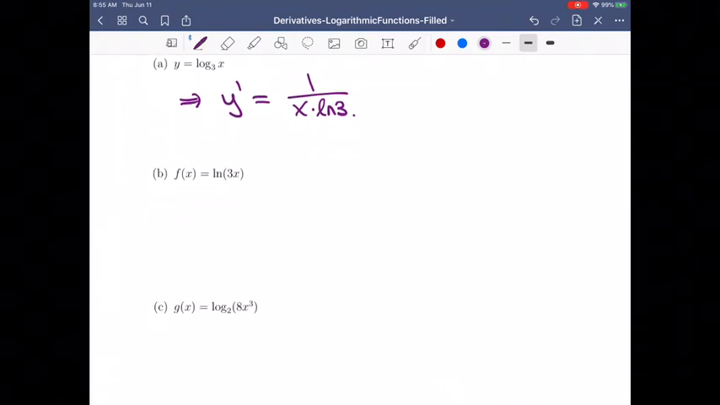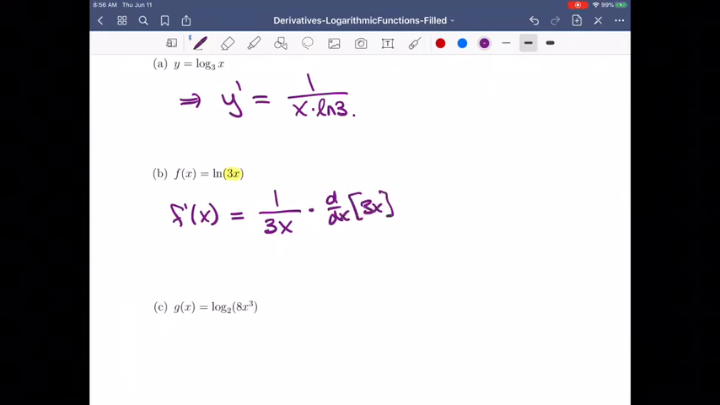Here we're using the chain rule. So we have our inside function, which is 3x. When we take the derivative, f prime of x is going to be 1 over my box, so that's 3x, multiplied by the derivative of the box. So that ends up being 1 over 3x times 3, which is 3 over 3x, which is actually still 1 over x.